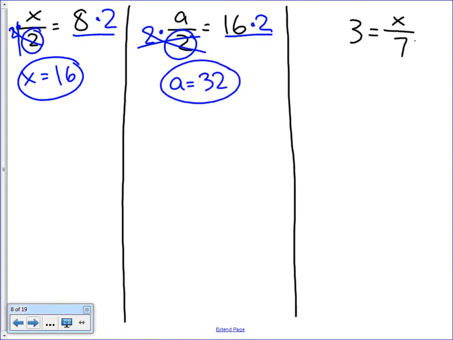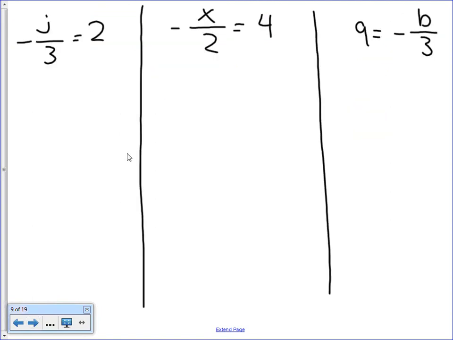The next one here, get the x by itself by getting rid of the 7, so let's multiply by 7 on both sides. The 7's will cancel. I have an x on the right. 7 times 3 gives me 21, so x equals 21.